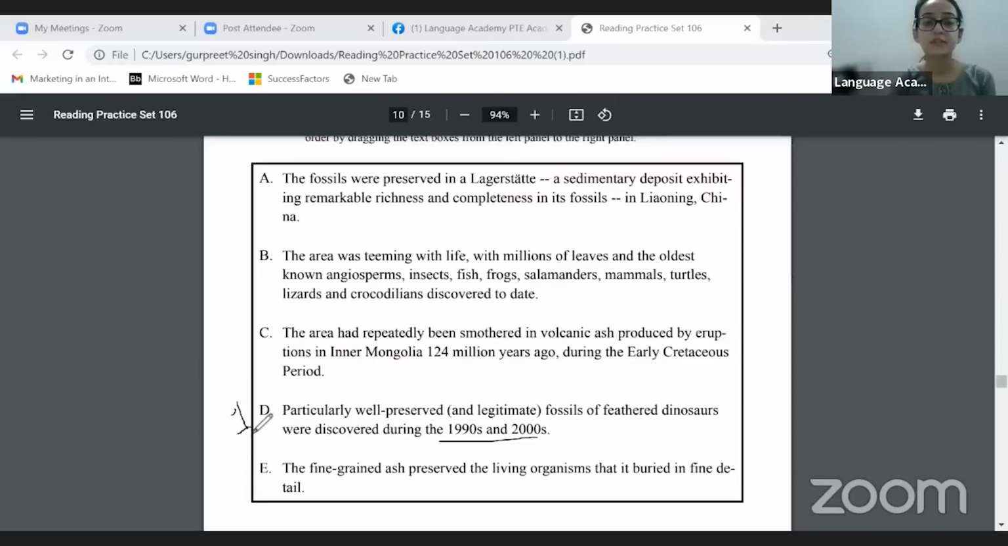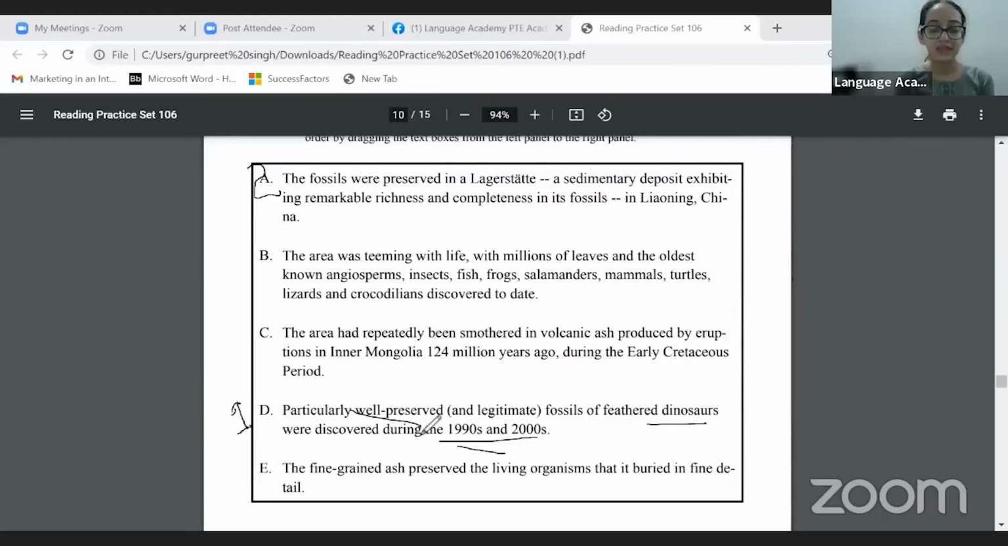The first sentence is the most general, widest piece of information. So we have found fossils of feathered dinosaurs during the 1990s and 2000, and then you refer to the fossils. Because whose fossils are they? Dinosaurs' fossils. Now you give further information because you said well preserved. Now, why are you saying well preserved? Give me the reason why you said they were well preserved.